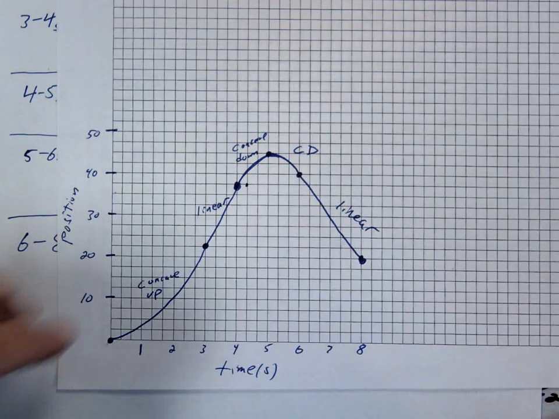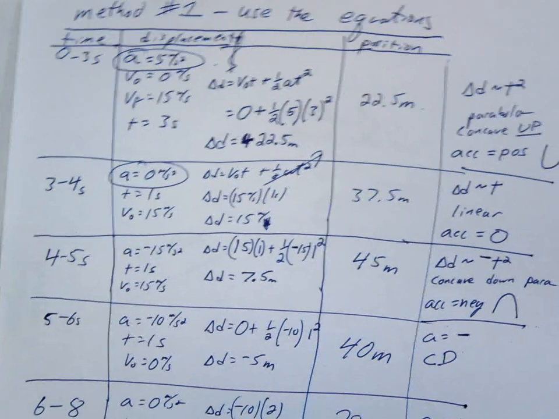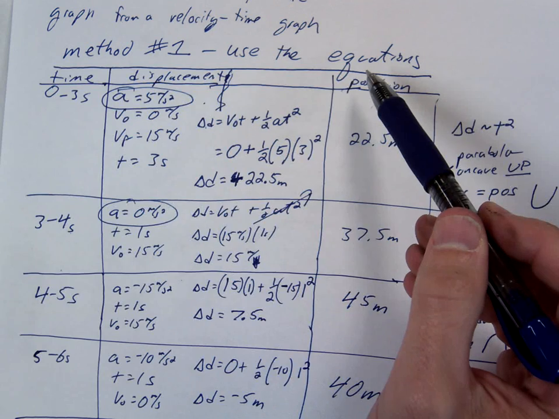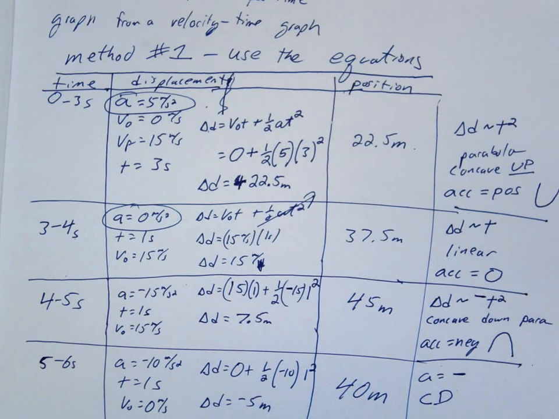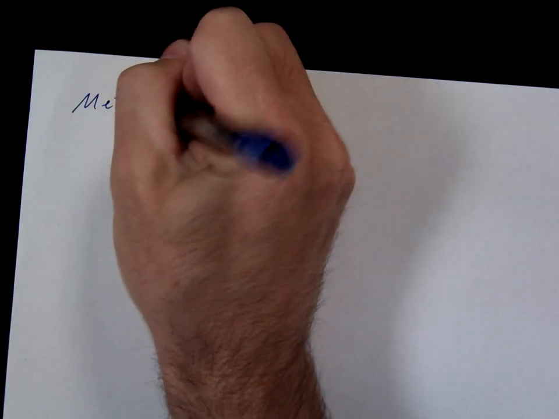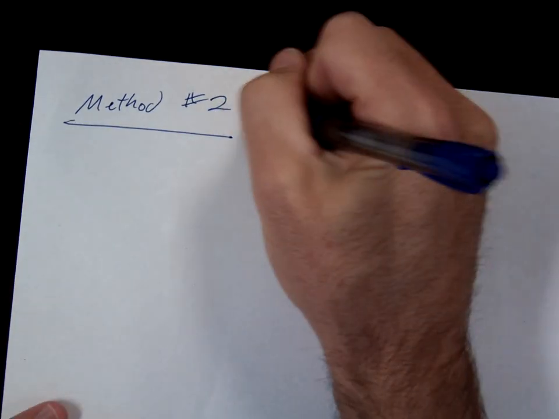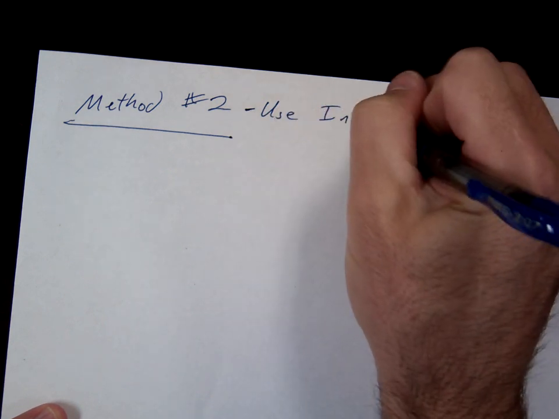Alright, so that was method number 1. That's one way you can solve it. We're using the equations of motion to find our points. So let's look at method number 2. Again, I'll show you both. You do whichever one you feel most comfortable with. Method number 2, in a nutshell, is we're going to use calculus. Specifically, we're going to use integral calculus.